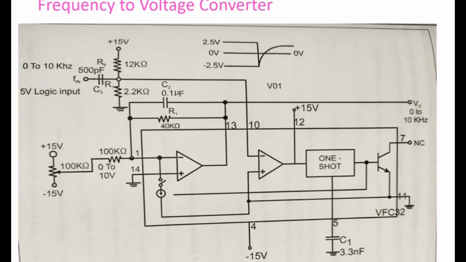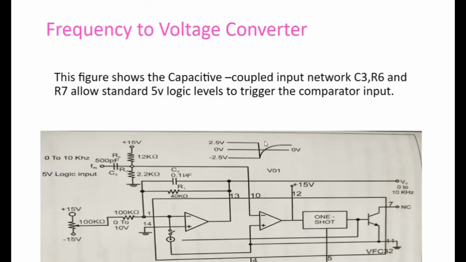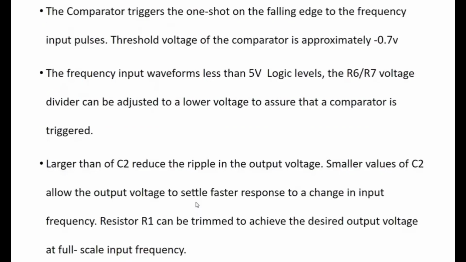The threshold voltage of the comparator is approximately minus 0.7 volt. If the frequency input waveform is less than a 5 volt logic level, the R6 and R7 voltage divider can be adjusted to a lower voltage to assure that the comparator is triggered.